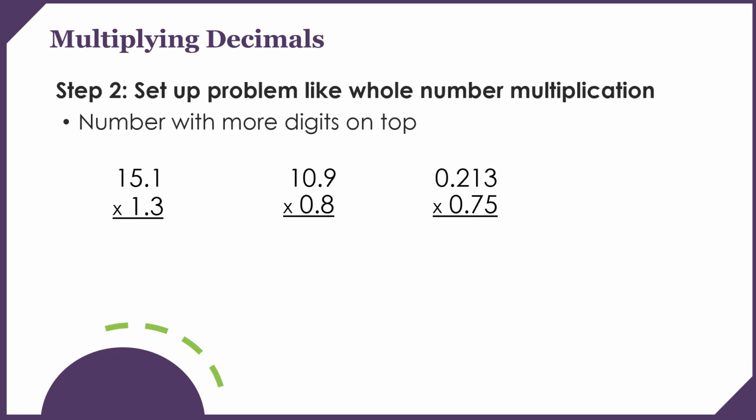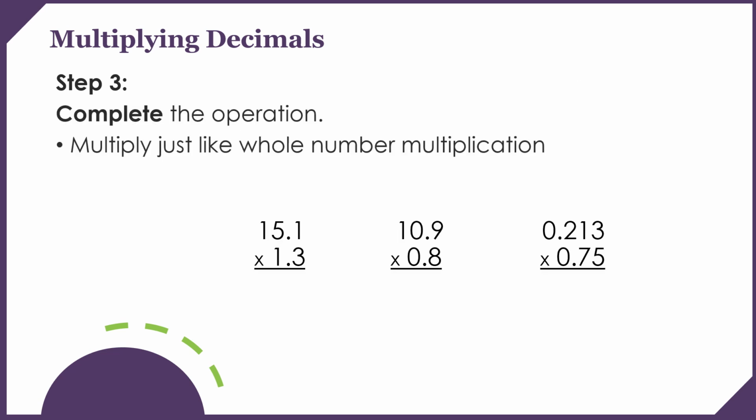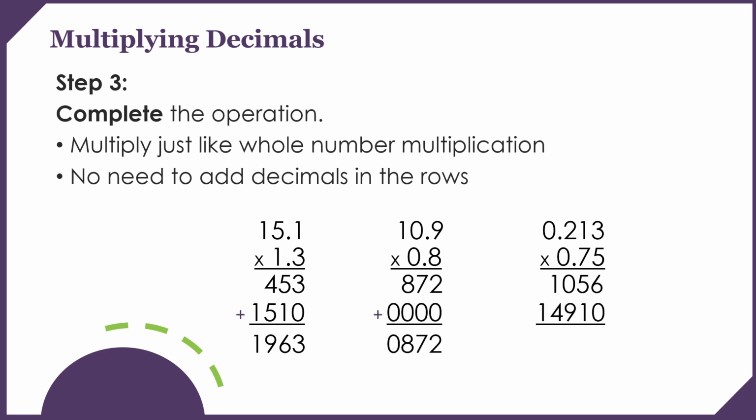Step number 2 in multiplying the decimals would be to set up the problem like a regular multiplication problem, not worrying about annexing zeros or lining up the decimal points or anything like that. Just set it up as a regular multiplication problem. Step 3, we complete the operation, multiplying just like whole number multiplication, and there's no need to add decimals in the rows. I know sometimes students seem to want to add decimals in the rows, but no need for that.